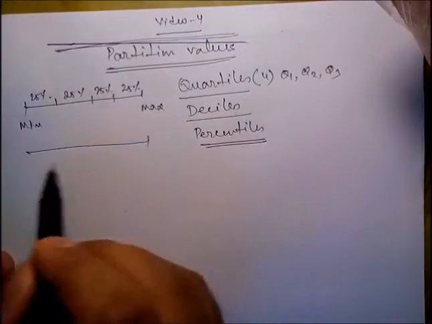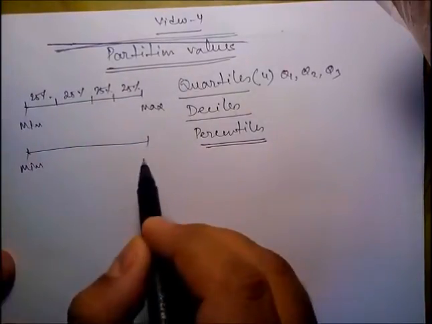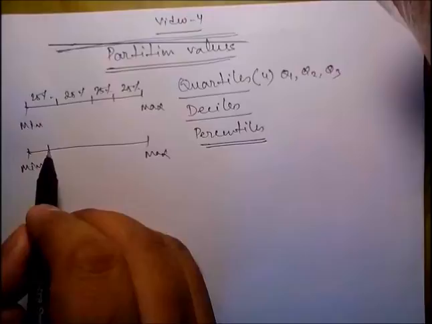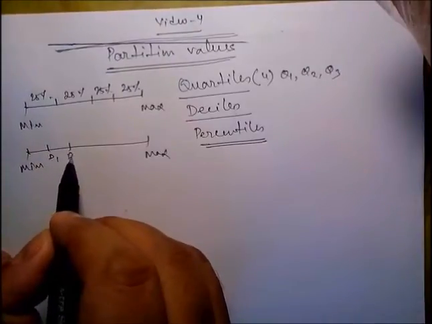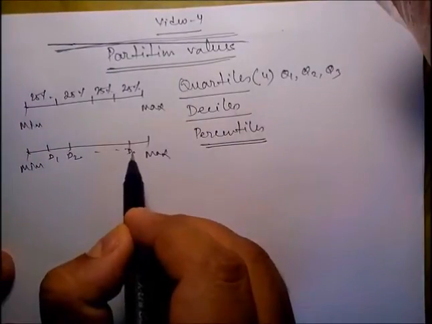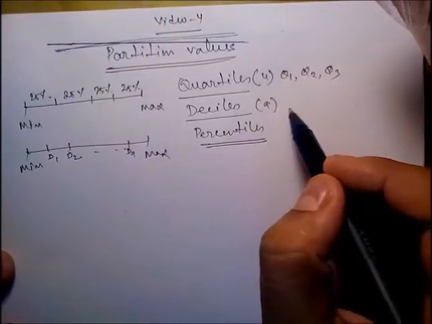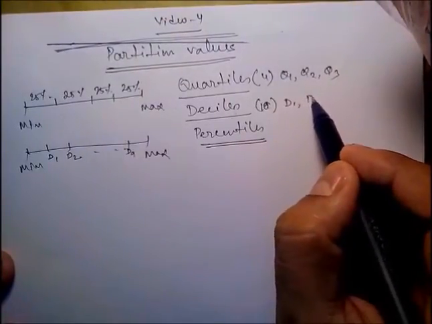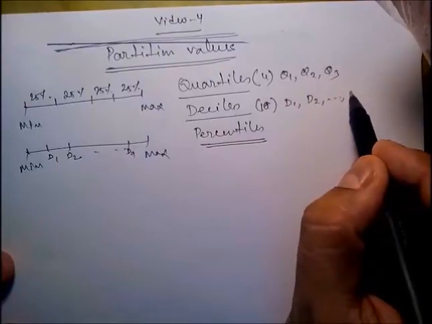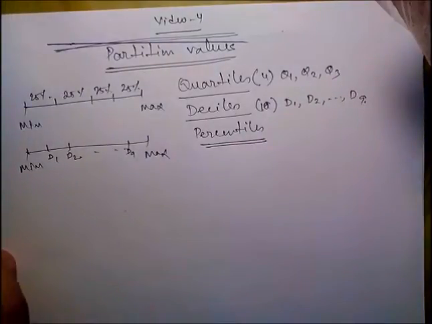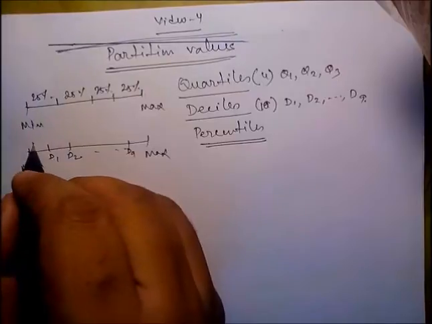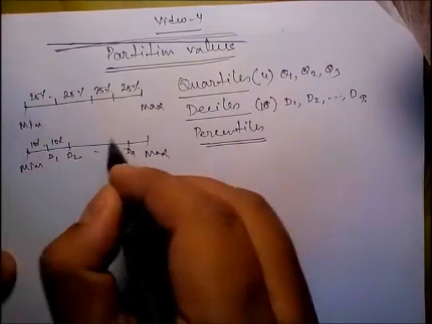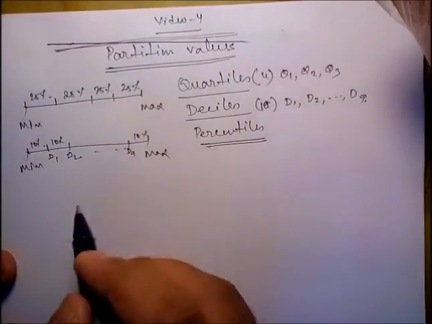Similarly, deciles divide a data set into 10 equal parts. It divides into 10 equal parts, but 9 decile points are there, D1, D2 to D9. So it is 10%, 10%, 10%, and so on.